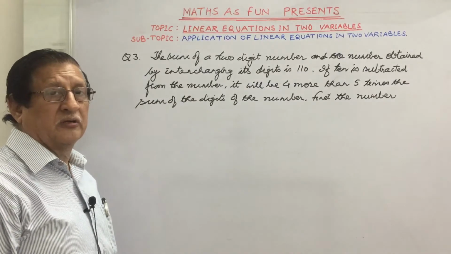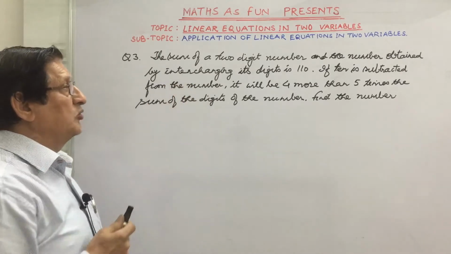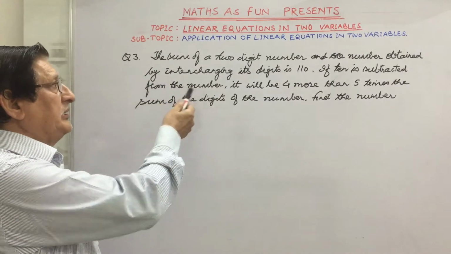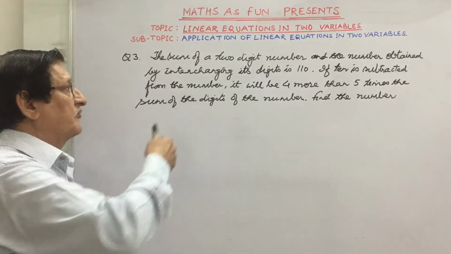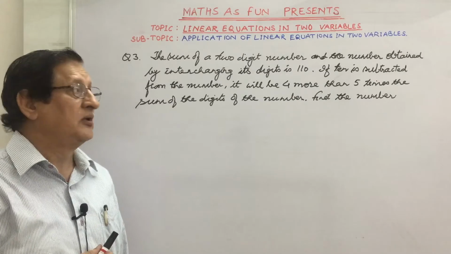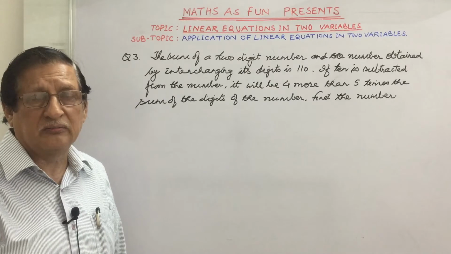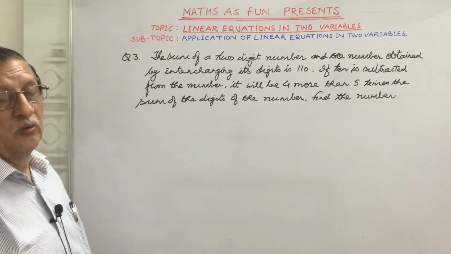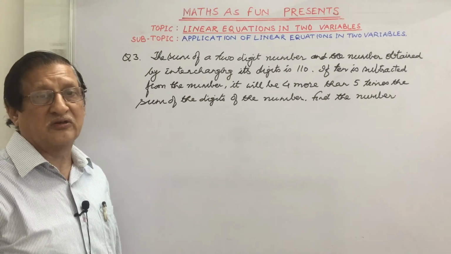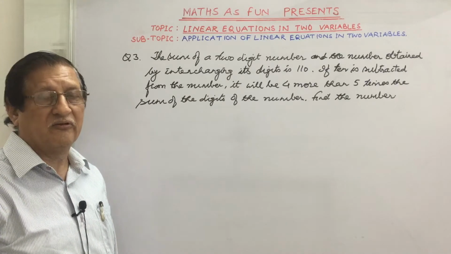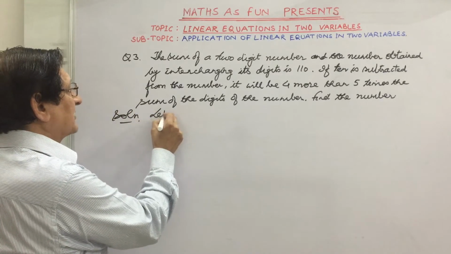The third problem we are taking based on 2-digit number. It is given the sum of a 2-digit number and the number obtained by interchanging its digits is 110. If 10 is subtracted from the number, it will be 4 more than 5 times the sum of the digits of the number, and we are to find out the number. In such case, we know that a 2-digit number is having 2 digits, one is ones and another is tens. We will consider both.